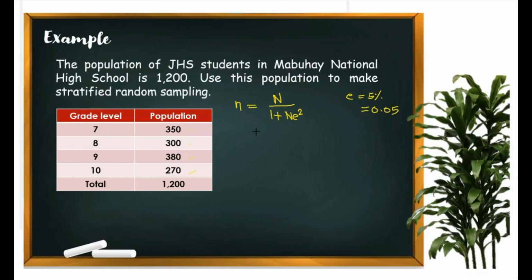Okay, so applying with our solution, so we have 1,200 divided by 1 plus 1,200 times 0.05 squared. Okay, so copy lang natin yung nasa taas. Divided by 1 plus, okay, i-multiply natin ito. Pero squared muna natin yung 0.05. 0.05 pala dapat to na burahin natin, okay? So we have 0.05 squared.